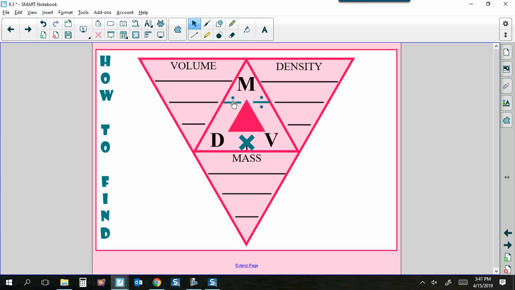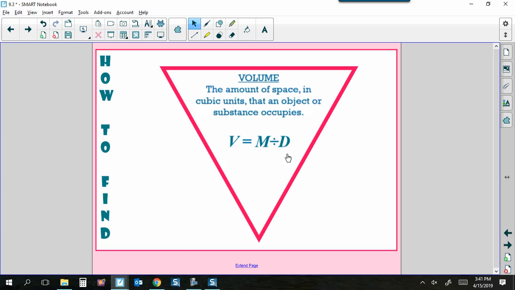So you guys have a volume triangle. You can go ahead and fill in the blanks, please. The volume, again, is the amount of space in cubic units that an object or substance occupies. And again, it is found by taking the mass and dividing it by the density. If you need to pause, please pause if you're not done writing.